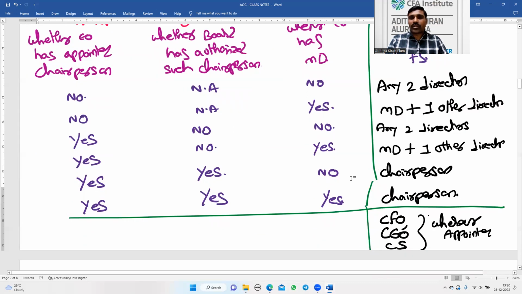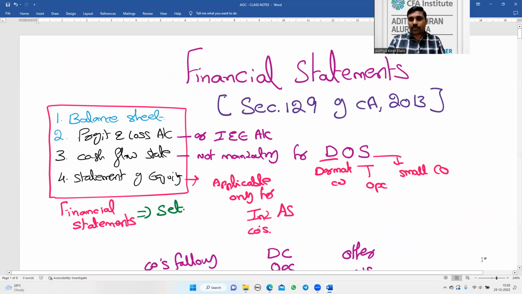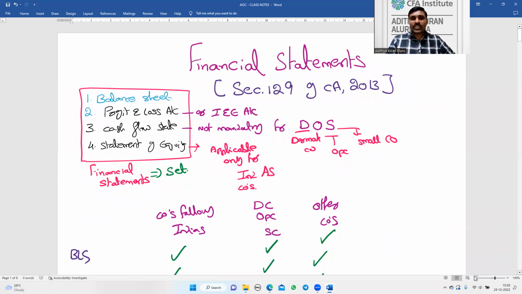Okay. So this is all about the financial statements. First thing we have to check is what financial statements we prepared. I'll give a space so that you can take the screenshot. So first, what are the financial statements? Set of financial statements: balance sheet, profit and loss account, cash flow statement, and statement of changes in equity. As an alternative to the profit and loss account, we take the income and expenditure account. Cash flow statement is not mandatory for dormant company, OPC, and small company.